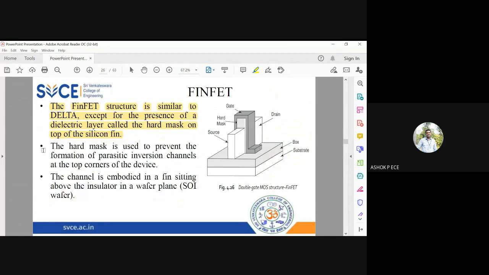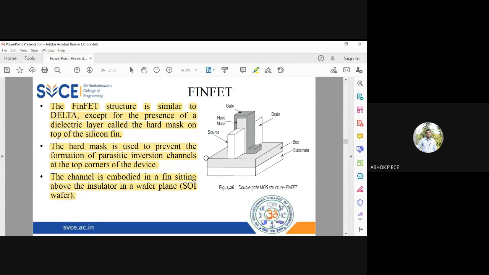What is the use of the hard mask? It is to prevent the formation of parasitic inversion channels at the top corners of the device. So it ensures that the channel performs very well and prevents the formation of parasitic channels. The channel is embodied in a fin sitting above the insulator in a wafer plane, an SOI wafer. So you have a channel which is sitting above the substrate.